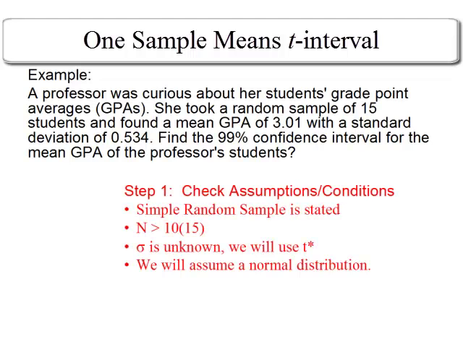So step 1, we're going to check our assumptions and conditions. It tells us that we have a simple random sample. Population size is greater than 10 times 15. We can safely assume that. Sigma is unknown, so we're going to have to use T star. If they had given us sigma, we would use Z. And since we don't know anything about the data, we will have to assume a normal distribution.